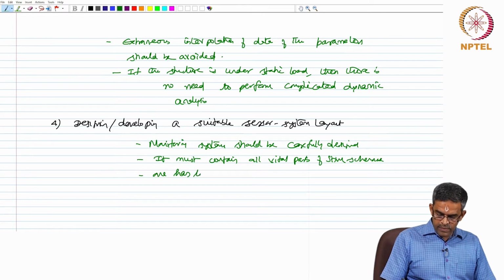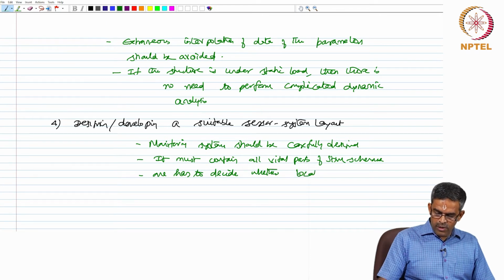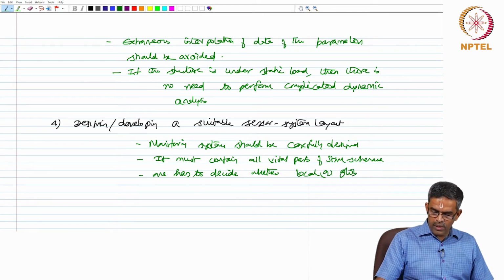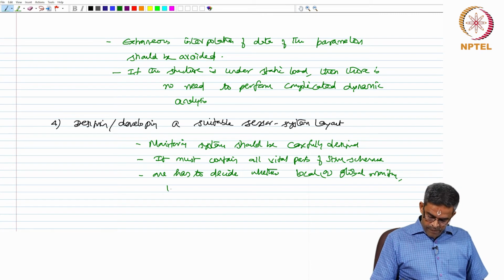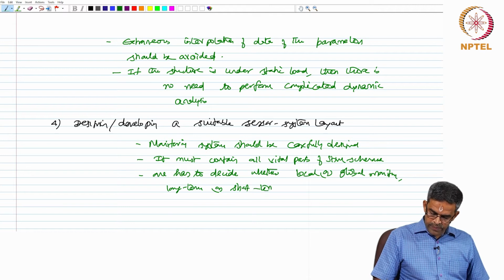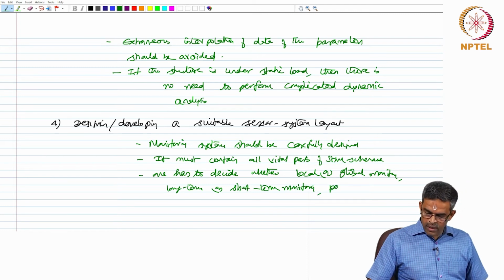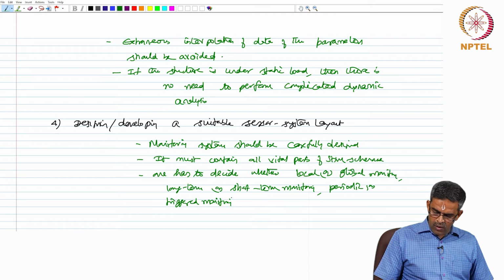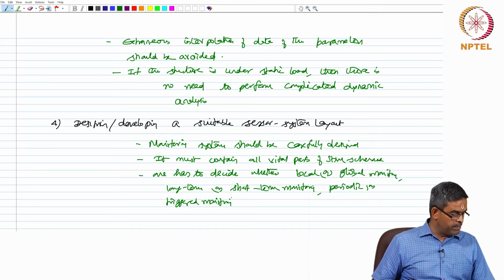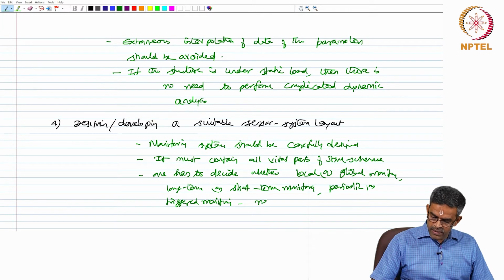One has to decide whether local monitoring or global monitoring, long term or short term monitoring, whether we are going to go for periodic or triggered monitoring, because the sensor system layout depends upon the type of monitoring to be done. This needs to be finalized.